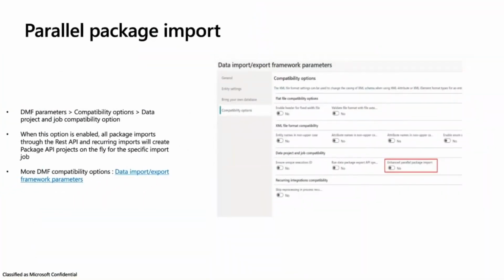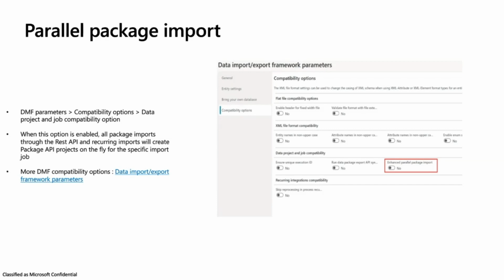Now, one important part I wanted to highlight is that historically there were some intermittent issues when you do your package imports for the same data project. We have overcome that limitation by providing an enhanced parallel package import framework. You can enable it from your data import and export framework parameters compatibility option. Once you turn on this checkbox, you should be able to import multiple packages for the same data project, same entity. It will ignore the data project ID parameter you are sending as input, and it will create a new data project for each of those imports. So yeah, please test this out.